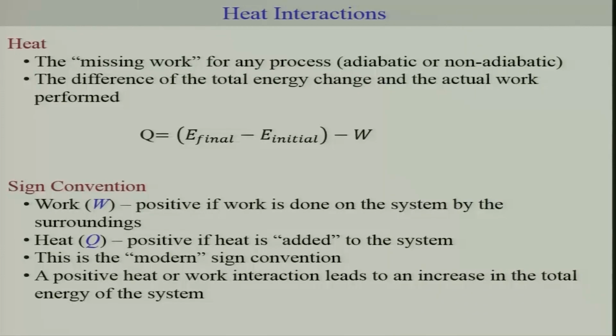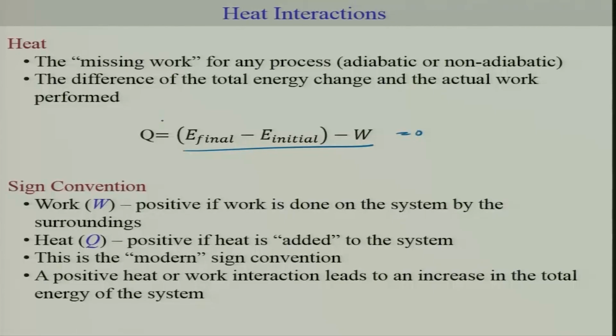So essentially the missing work for any process, whether it's adiabatic or non-adiabatic, would be nothing but heat. For the case of the adiabatic one, this is going to be 0, as we have already defined. But in the case of a non-adiabatic process, you are doing additional work, or that will be your missing work, and the difference is basically nothing but this.